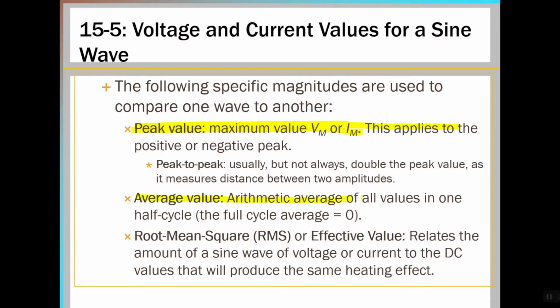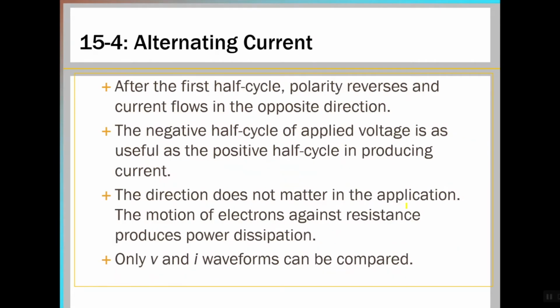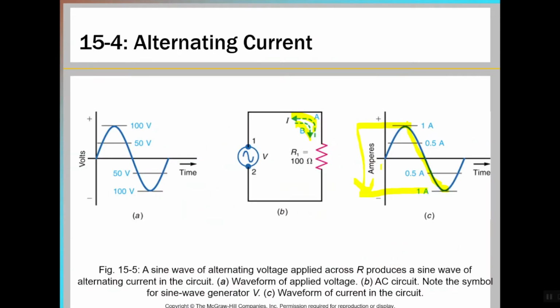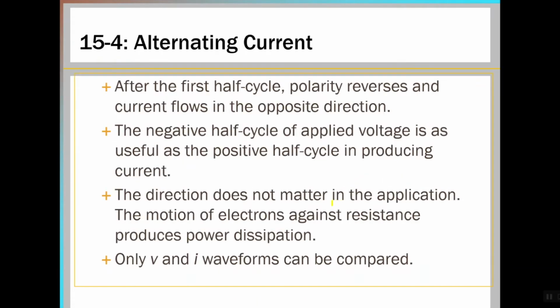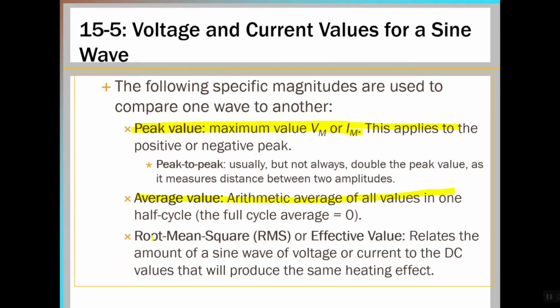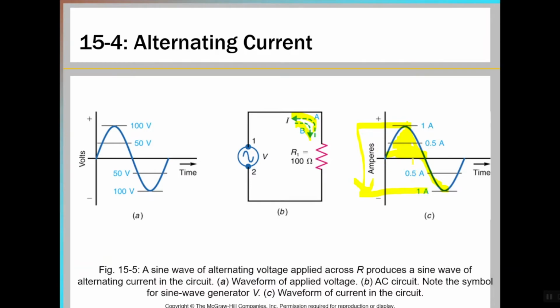Average value is the average of everything in 1/2 cycle. So all average of this here. And root mean square, or effective, takes that one and applies it over the whole thing.